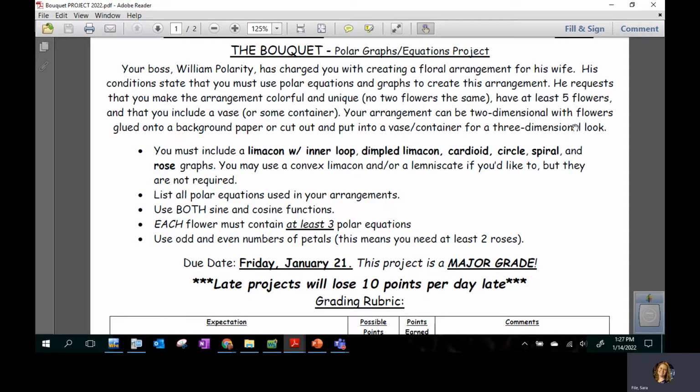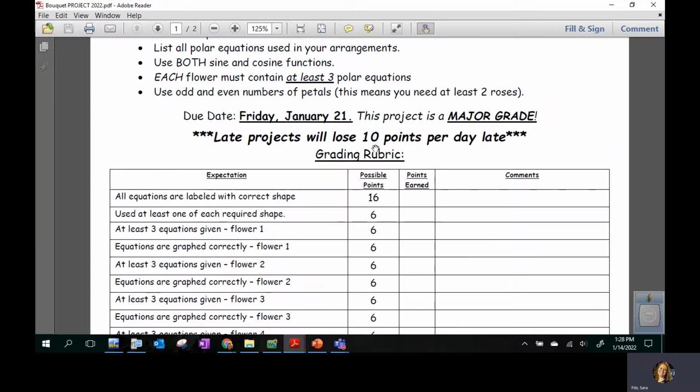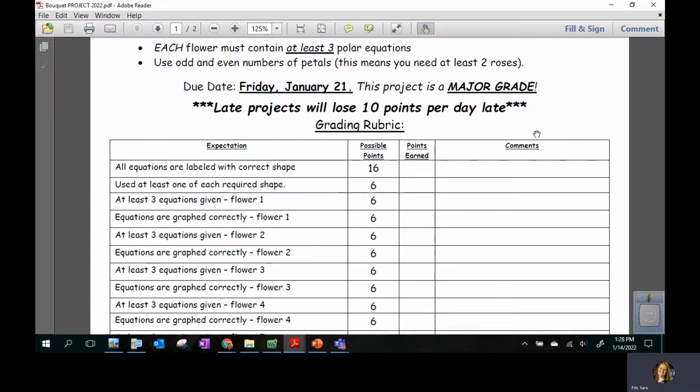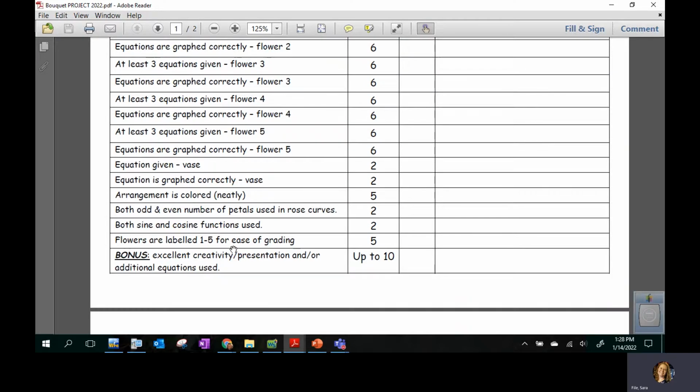Or some people want to go a little above and beyond, and they make it kind of 3-dimensional by making a vase or getting some sort of container and putting the flowers on actual stems like pipe cleaners or popsicle sticks or something and creating an actual arrangement. But that's up to you. It's due next Friday, so we have a week to do this. And late projects will lose 10 points per day that they're late. And this is your first test grade. It's a major grade. Okay, here's how you will be graded. So you can go through and make sure you have everything before you turn it in next Friday.